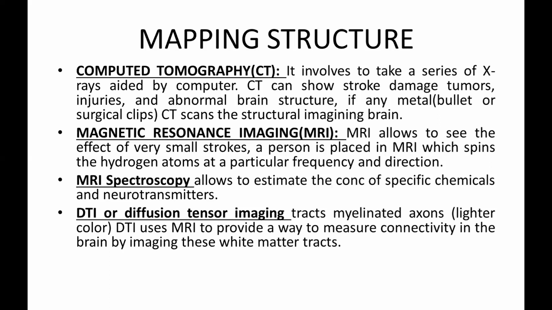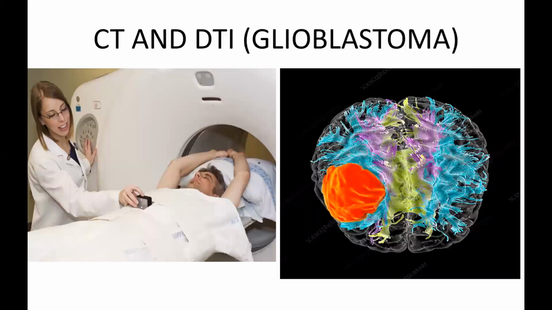Using MRI as a basis, several techniques have been developed that allow us to study other aspects of the brain. MRI spectroscopy allows researchers to estimate the concentration of specific chemicals and neurotransmitters in the brain. Another fascinating technique is called DTI, or diffusion tensor imaging. The brain has two distinct color regions: gray matter, the outer layer consisting largely of neurons, and white matter, with the myelinated axons.